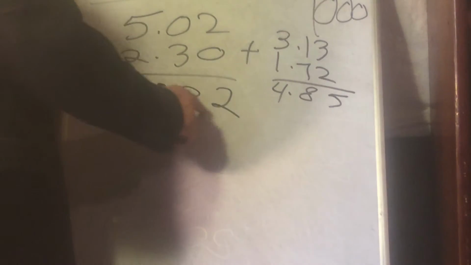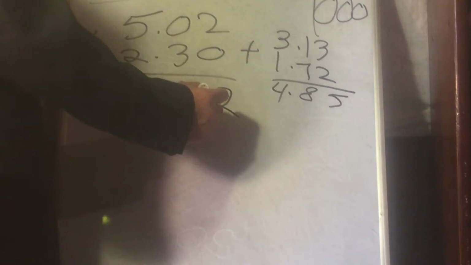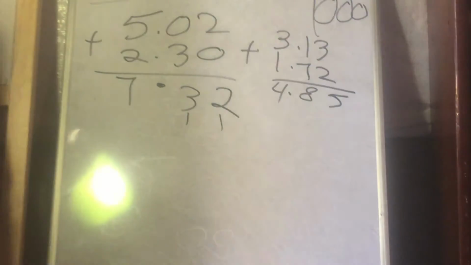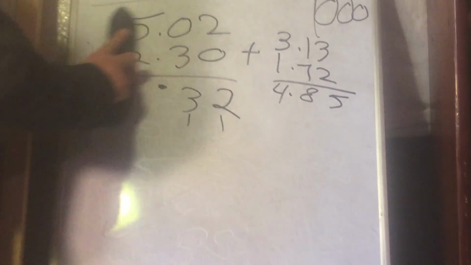So we have two locations. This is the first location. This is the second location after the decimal point. And same thing here. That's how we add decimals. Now, how we subtract decimals is the same thing, but we just subtract instead of add. Multiply and divide is the trick here.